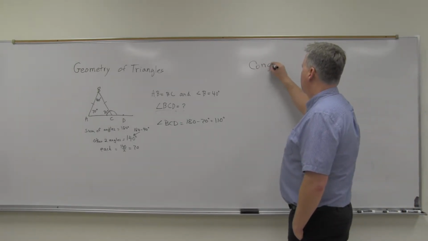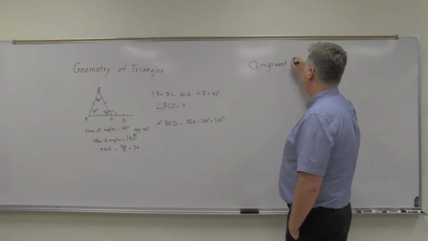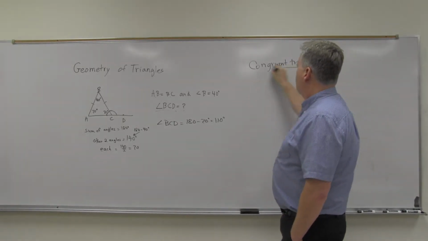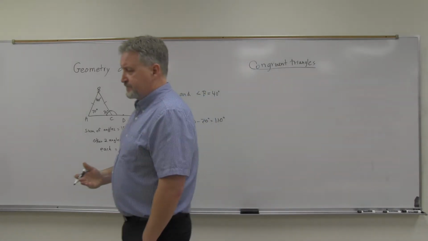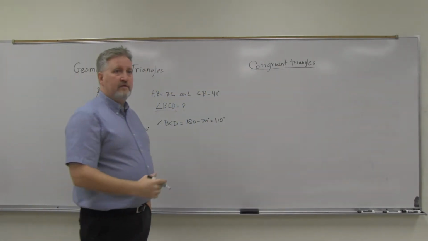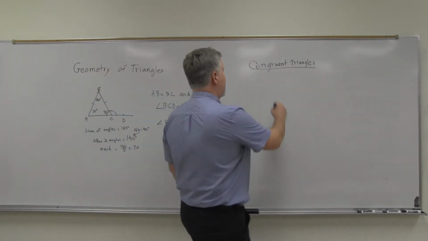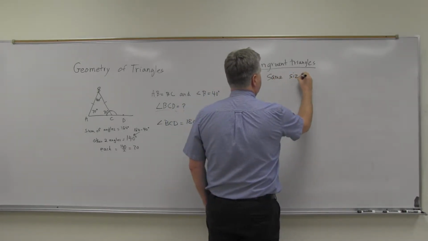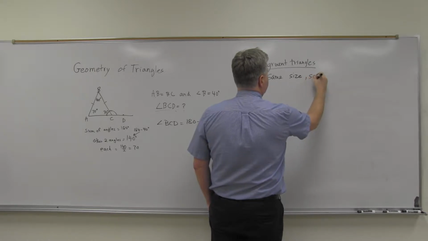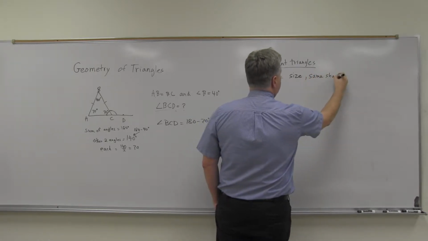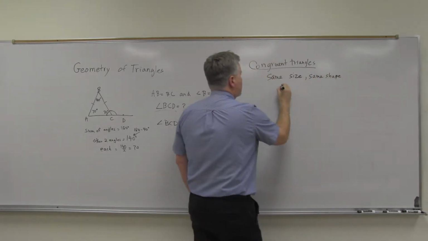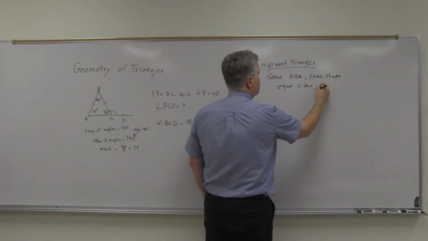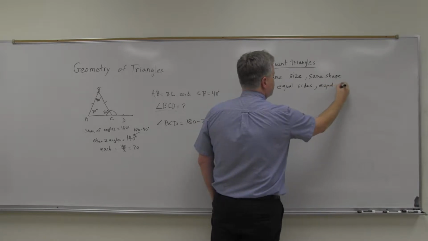We're not going to do much with them, but just kind of talk about the name, I guess. If you have congruent triangles, what does that mean? The same. They're exactly the same. Same size, same shape. Everything about them is the same. Equal. Equal sides, equal angles. Everything's the same.